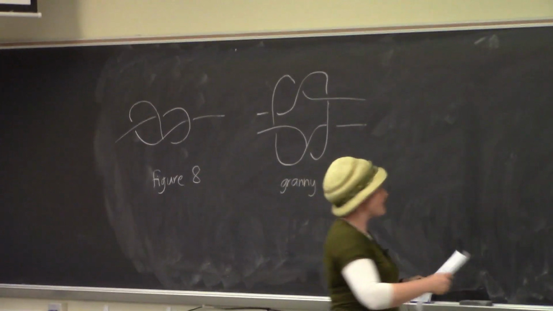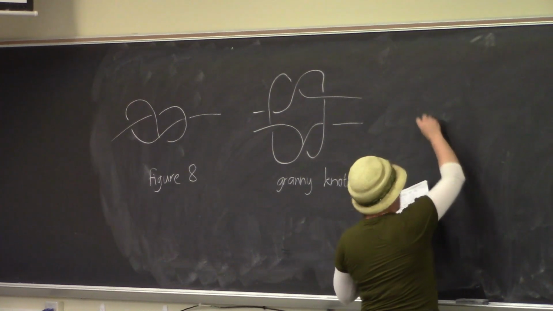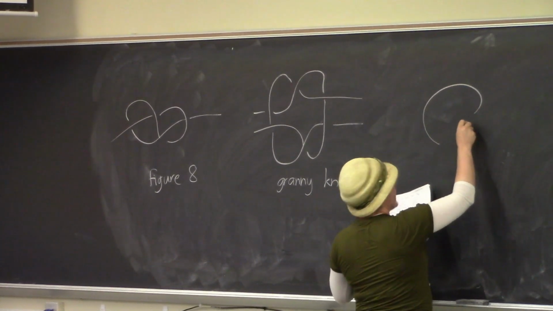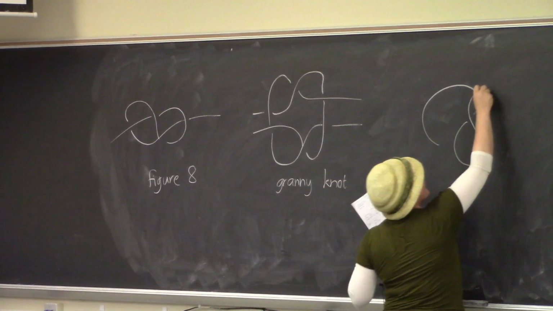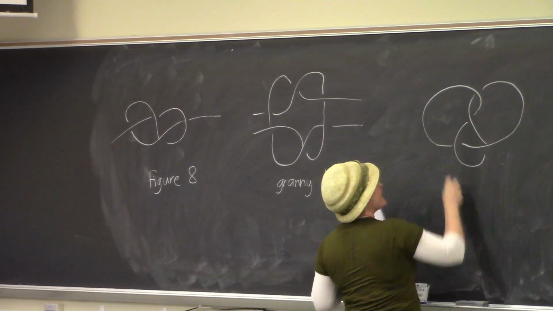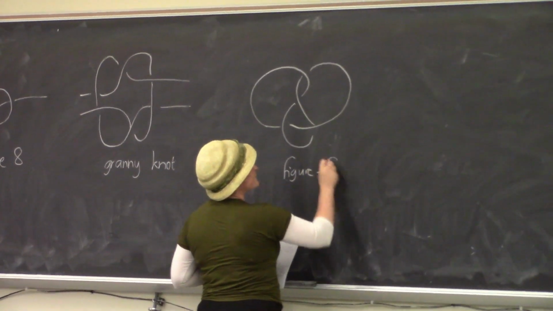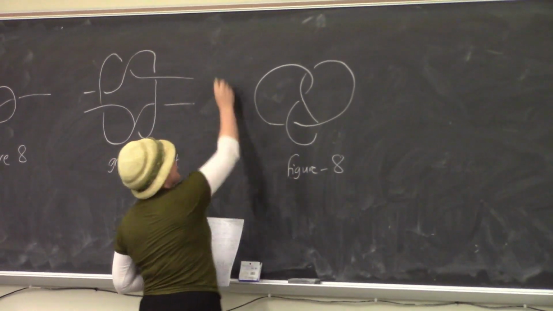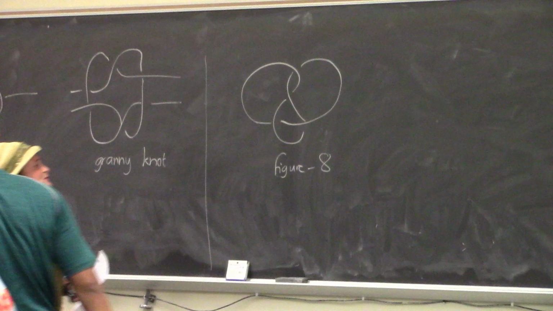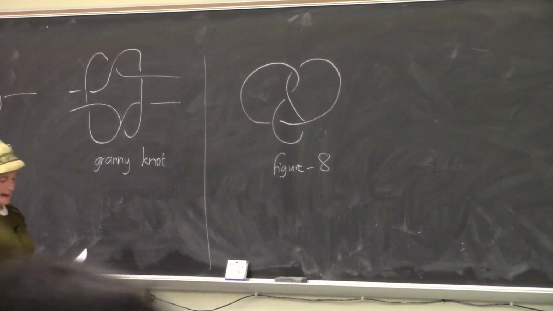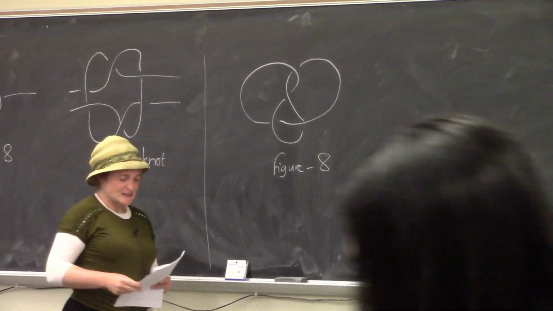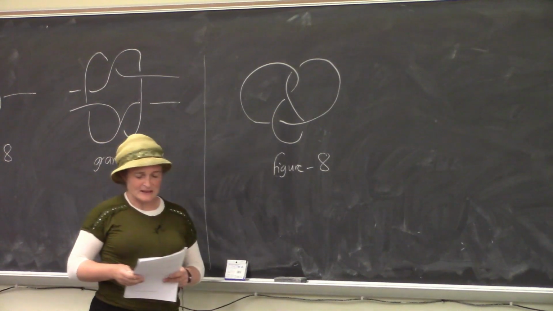So for example, the mathematical version of a figure-8 knot would look something like so. As it's got an 8 in it, this would be the mathematical figure-8 knot, and we'll meet the granny knot a bit later. Assumingly it will be a closed knot. So, as I said, the history of knots goes back to ancient times.